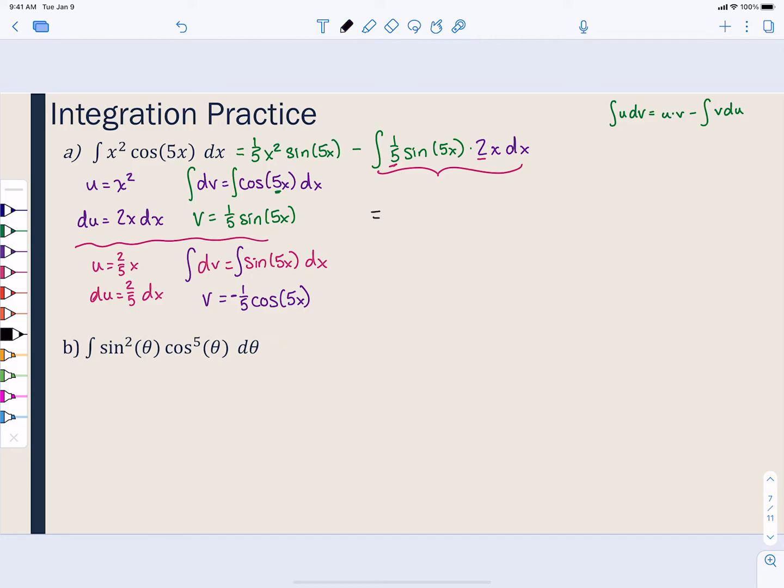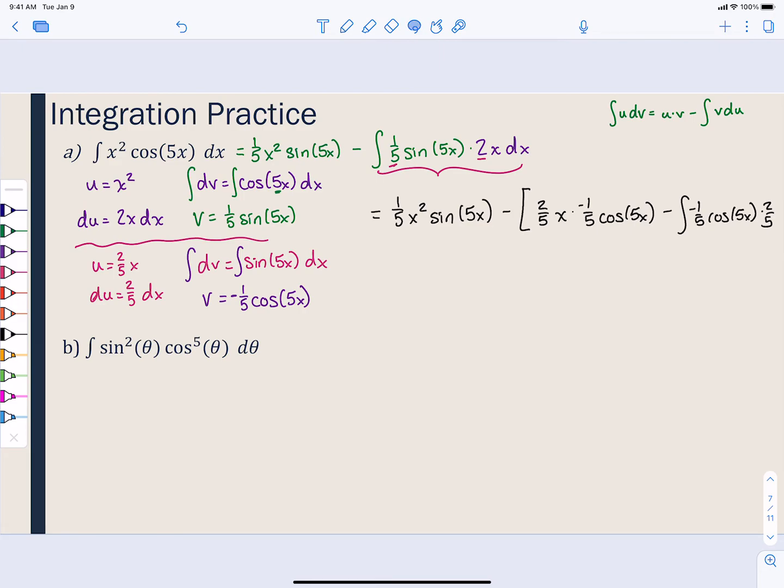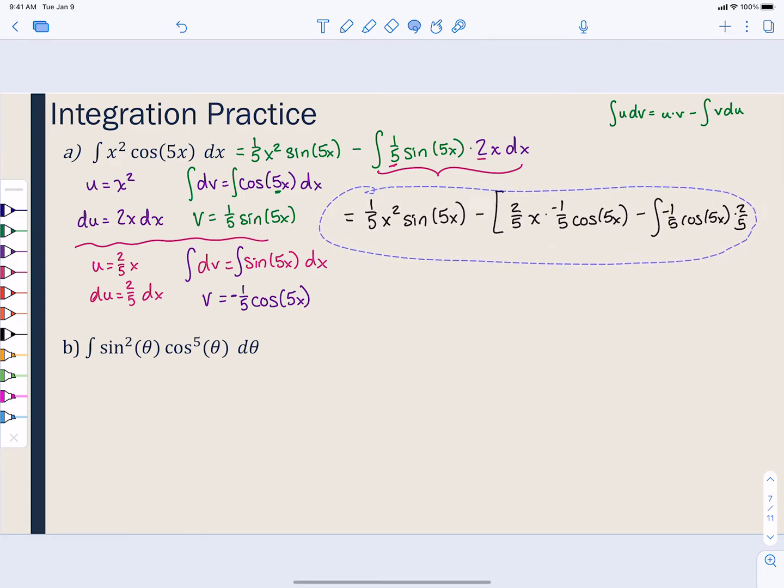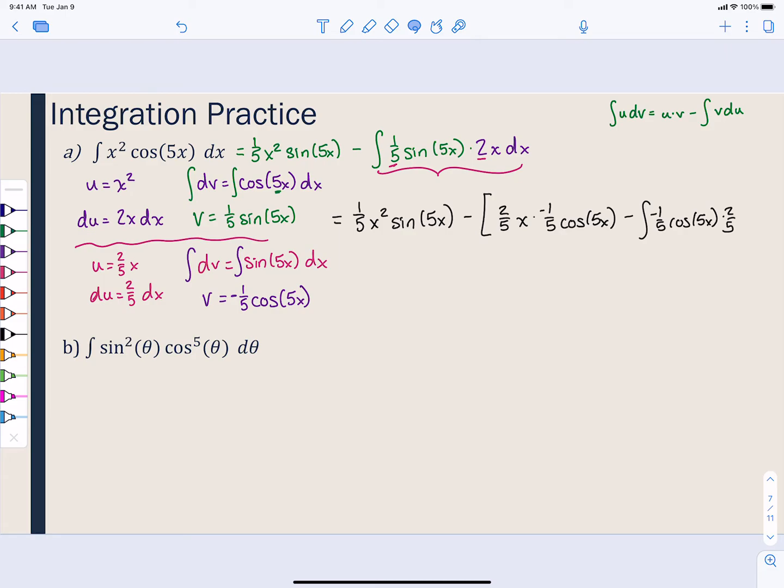All right, so our integral, we still have the 1/5 x squared sine of 5x. And then we have minus, and we have to be careful because we have to subtract all of this integral that we're going to do. So we're going to get u times v, and then minus the integral of negative 1/5 cosine of 5x, and that's going to be times dx. All right, excellent.